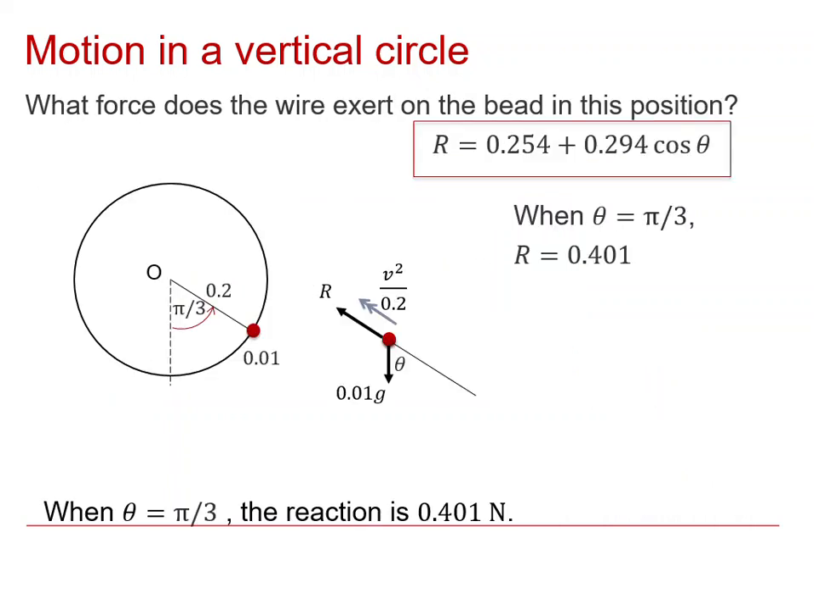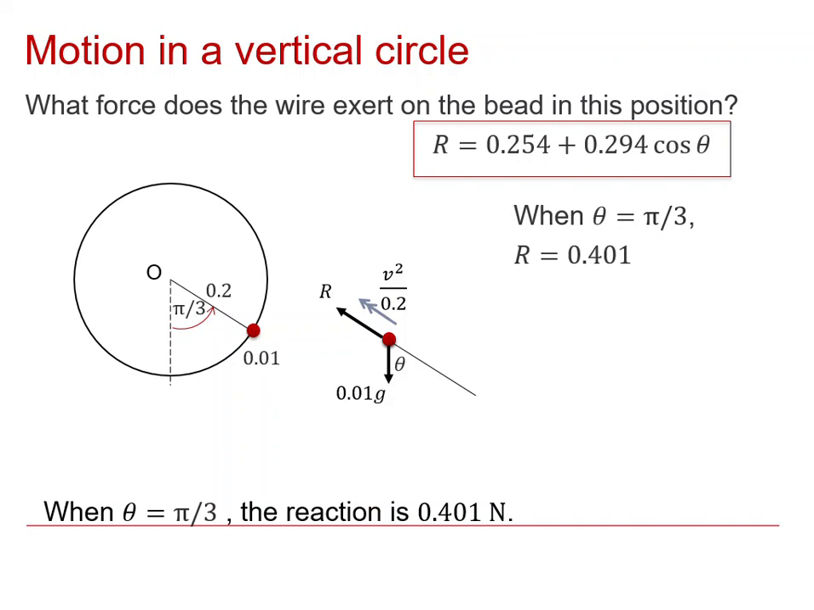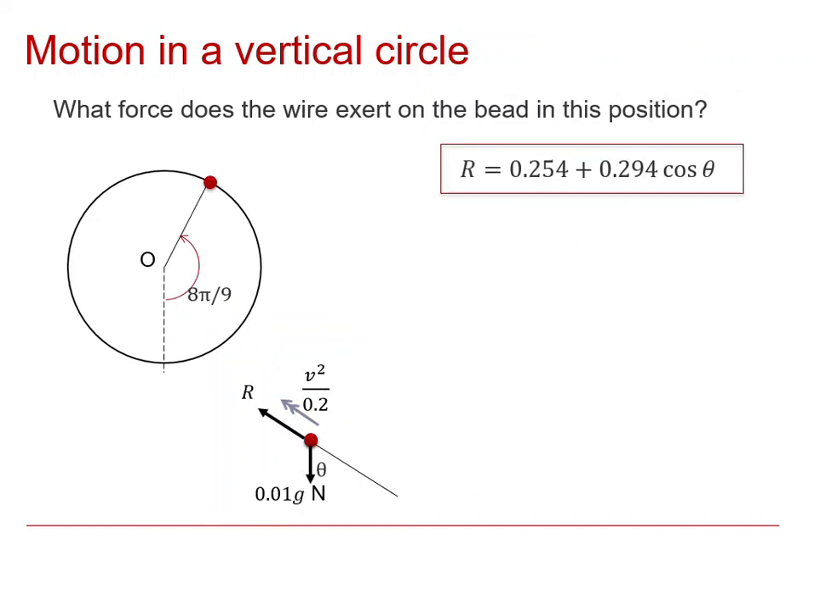Let's look at a couple of particular cases. If you take theta pi by 3, 60 degrees, that means the cosine is a half, so you're only adding the half to 0.294, and that gives you an answer of 0.401 newtons. Let's do it again now in a rather more interesting position. The angle is 8 pi over 9. Well, a ninth of pi is 20 degrees, so 8/9 is 160 degrees. So when you're at 160 degrees, what's the reaction force? Well, this is when cosine is big enough to see to it that you do get a negative answer.